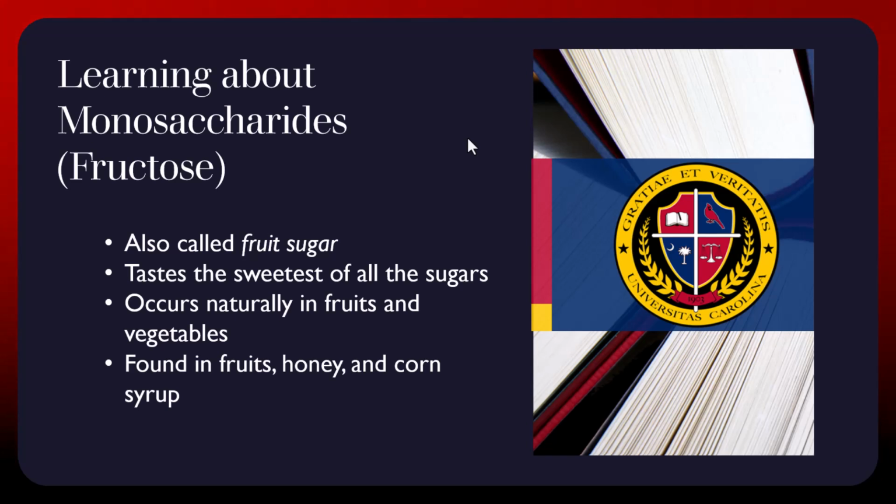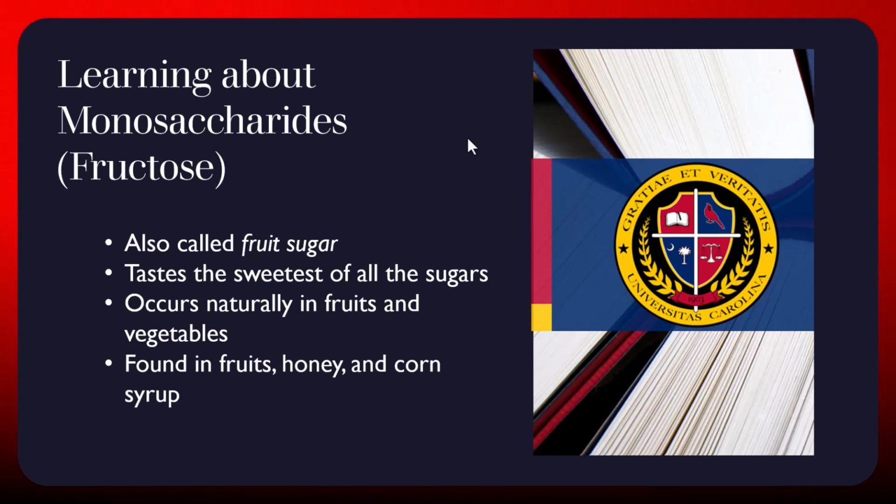Next, let's talk about fructose. Fructose is called the fruit sugar. It tastes the sweetest of all of the sugars. It occurs naturally in fruits and vegetables, and it's found in the various fruits, honey, and corn syrup.